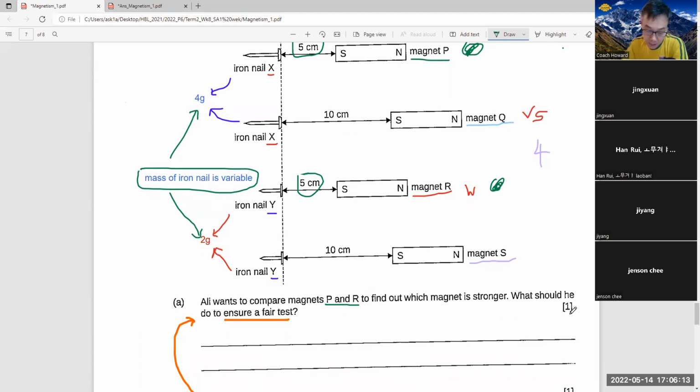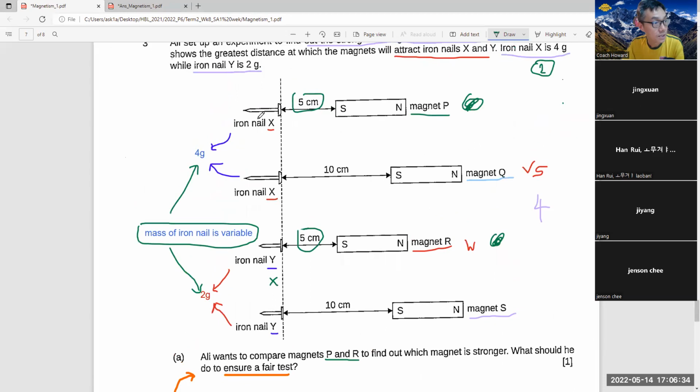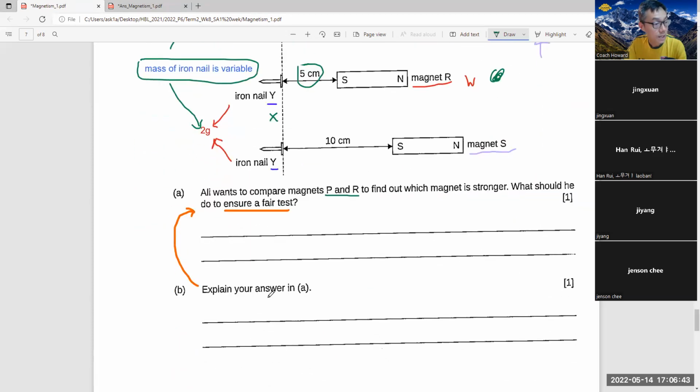You can just mention that he should use the same iron nail by replacing iron nail Y with iron nail X. Let me change this to X for magnet R. Or you can say you change this iron nail X to iron nail Y for magnet P. So either way is fine. Next, you have to explain why.